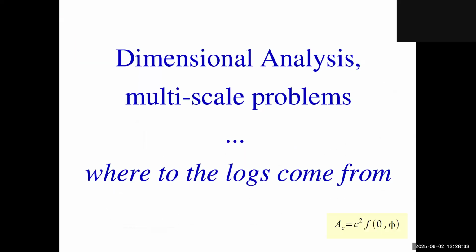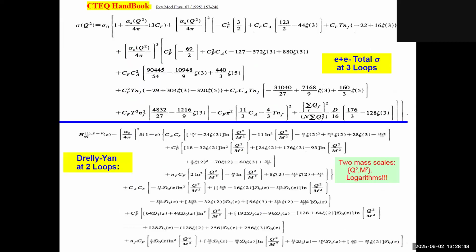So now let's go beyond that and think about multi-scale problems. That's going to be a little bit harder, and we're going to see the appearance of logarithms that give us nightmares and lots of work to do. I've pulled this from the CTEQ handbook. On the top, I've got the e+ e- total cross-section at three loops. When I look at the total cross-section, I have the energy that factors out into that sigma 0, the sort of Born cross-section there. But beyond that, this is three loops.